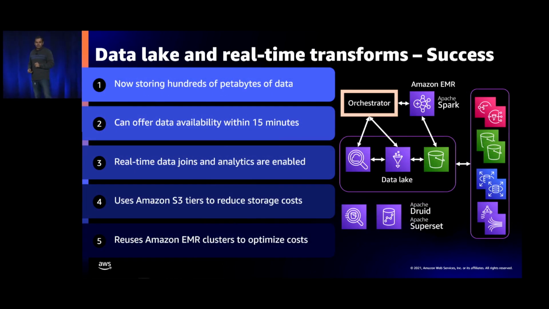With the successes coming here, we now had petabytes of data available. We could offer about 15 minutes of overall end-to-end data ingestion latency. Real-time joins and analytics were possible with Kinesis and Kafka. Of course, they were a little bit costly, repeating that.